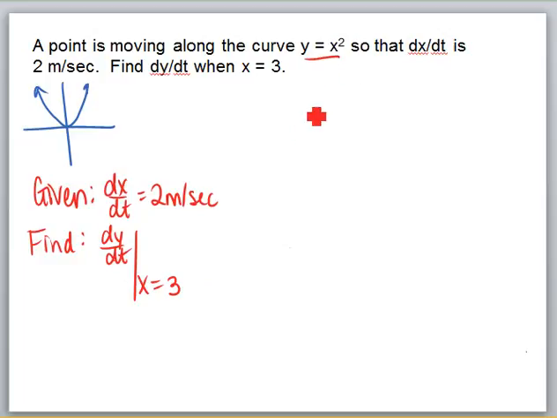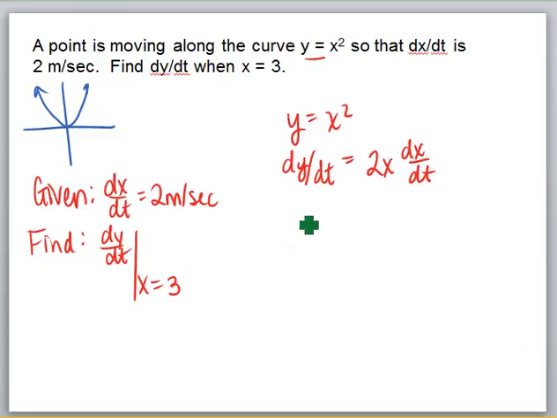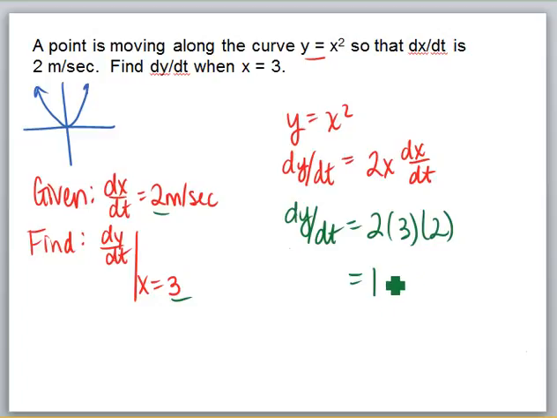Our formula is just our equation. We're going to take the derivative of that. The derivative of y with respect to time would be dy over dt equals 2x dx over dt. Plug in our known values. We're supposed to find dy over dt. We have x is 3, and dx over dt is 2. So we end up getting 12, and we do have a label. It's meters per second. That is our dy over dt.